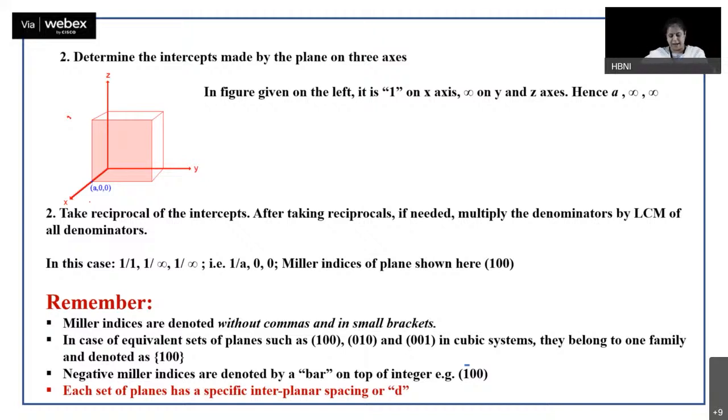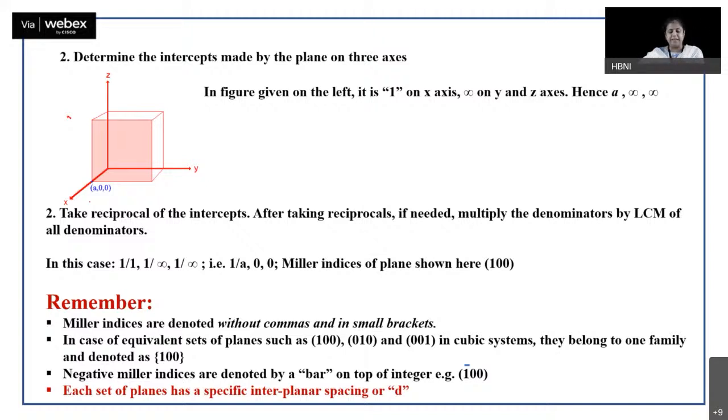In fact, if I show you this cube, and you imagine any of the corners as the origin, let's say I assume this particular corner as the origin, then all the faces of the cube have the Miller indices 1, 0, 0. And there are certain rules you need to follow when you write the Miller indices. They are denoted without any comma, and you put them in small brackets.